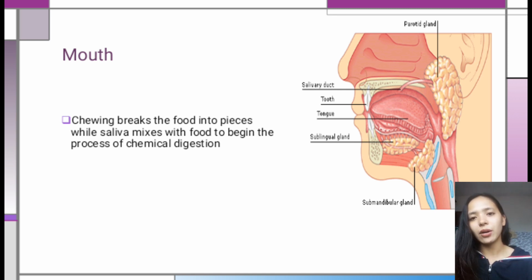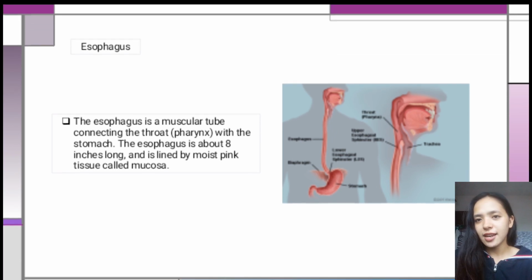So, first is the mouth. Chewing breaks the food into pieces while saliva mixes with food to begin the process of chemical digestion. So, chewing is the way the food we take in gets crushed, and saliva helps because it contains enzymes that make it easier to break down the food we take in. It is the first stop in our alimentary canal.